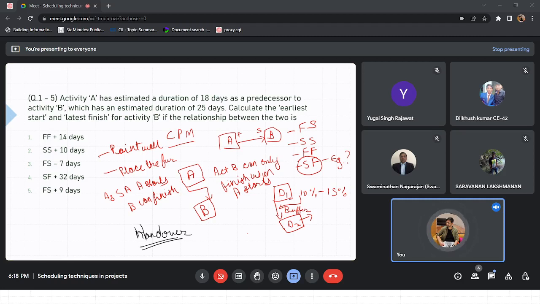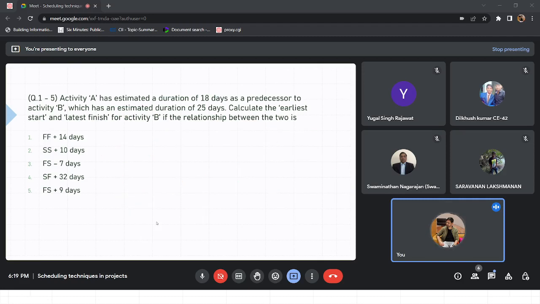Let me duplicate the slide so that... okay. So coming to the question part, we have got two activities: Activity A of 18 and activity B of 25. There are 5 relations given here, and we have to calculate the times.